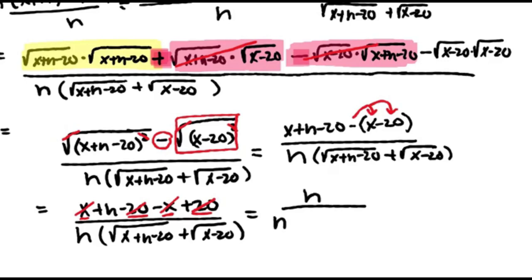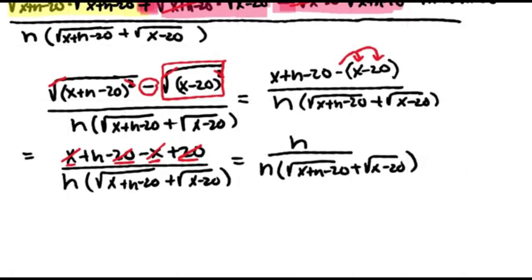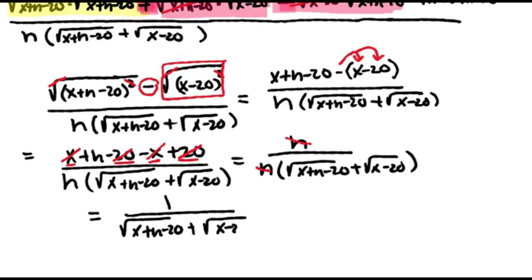In the denominator, we have h times (square root of x plus h minus 20 plus square root of x minus 20). And we have a common factor in the numerator and denominator that cancels, this common factor of h will cancel out. And this is our final expression. We have 1 left in the numerator, and in the denominator we have square root of x plus h minus 20 plus square root of x minus 20. And this is our difference quotient for the function f of x equals square root of x minus 20.